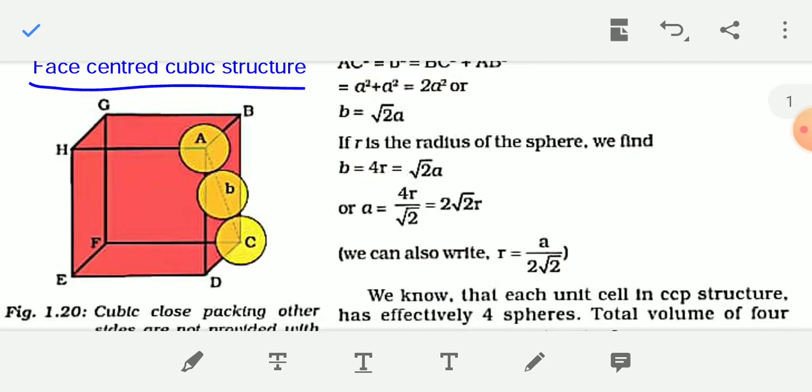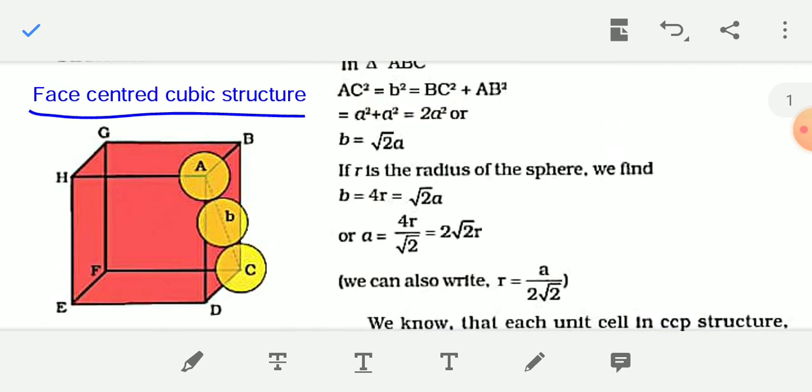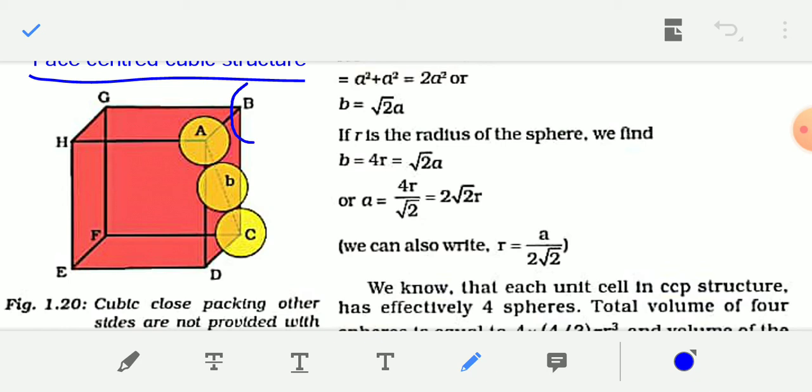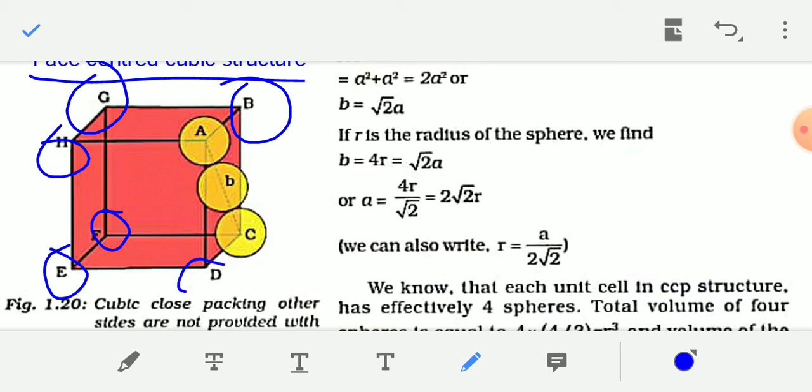First you have to see the structure of the face-centered cubic unit cell. You know that in a face-centered cubic unit cell, 8 particles are present at the 8 corners, and one particle at the midpoint of each face. So on average there are a total of 4 particles in a face-centered cubic unit cell. And remember, the particles are attached not along the edge of the unit cell, but along the face diagonal of the unit cell.